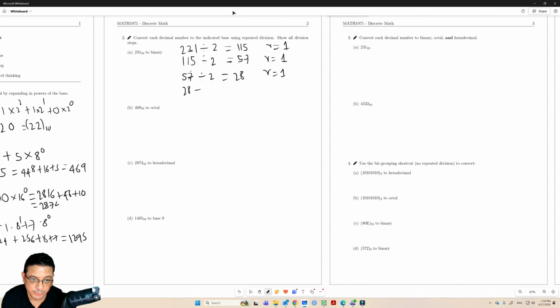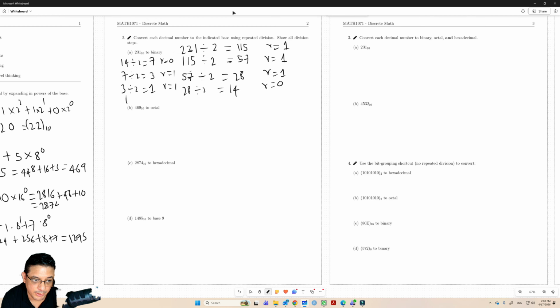Now we take 28 divided by 2. This is going to be 14, and the remainder is going to be 0. And then I can go 14 divided by 2, and that's going to be 7, and our remainder is going to be 0. And then I have 7 divided by 2, and that's going to be, of course, 3, and our remainder is going to be 1. And then I have 3 divided by 2, and this is going to be 1, and the remainder is going to be 1.